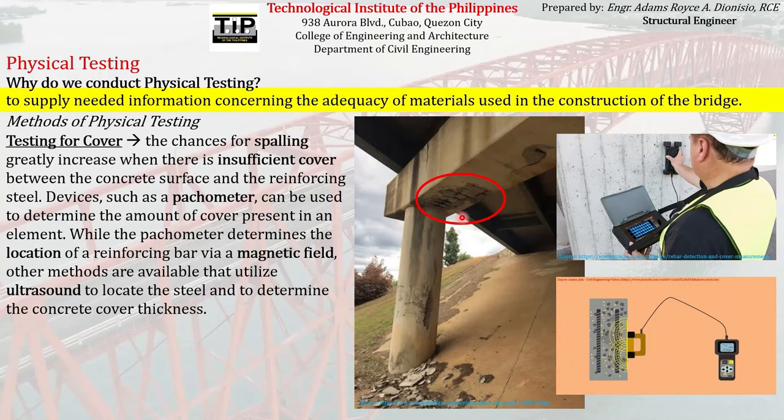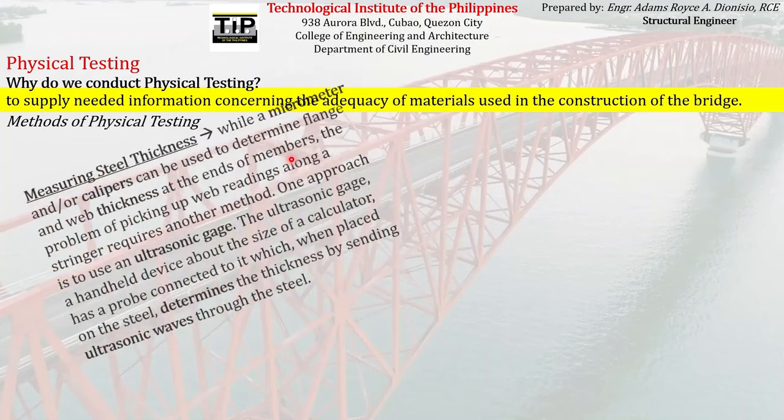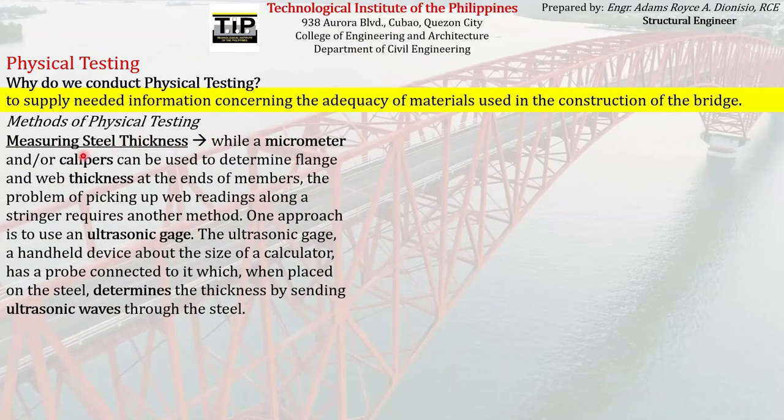because just like what I said a while ago, insufficient concrete cover may result in spalling out of the concrete surface, therefore exposing the reinforcing steel. And we usually want to avoid that scenario. Therefore, we have to ensure that there is sufficient cover between the concrete surface and the reinforcing steel to greatly reduce the chance of spalling. Another physical test that we conduct to check the adequacy of materials is measuring steel thickness.